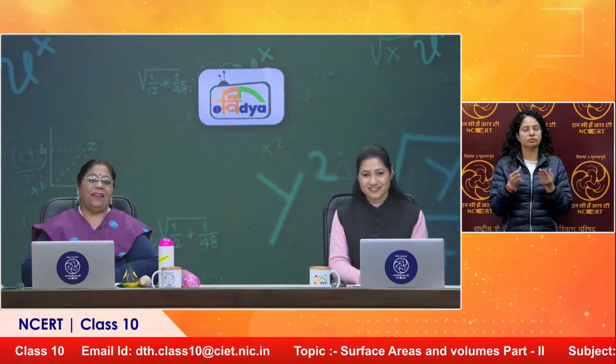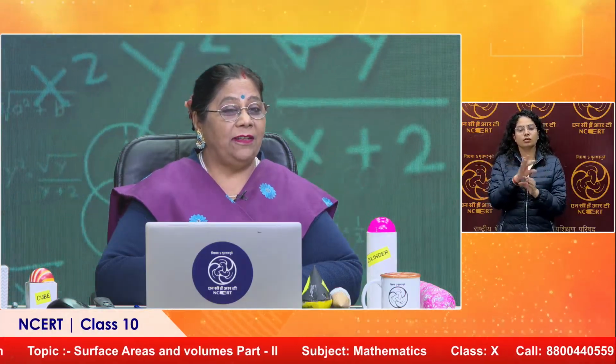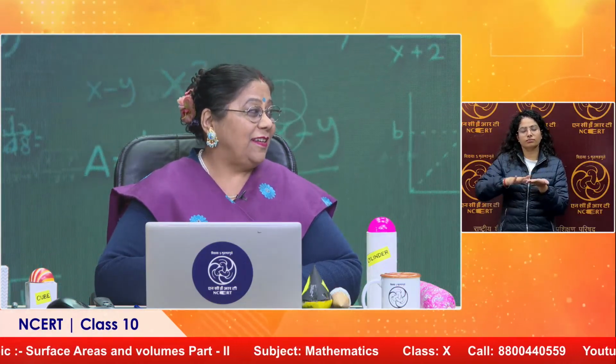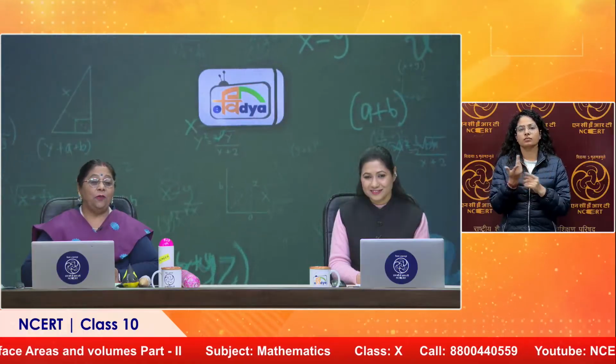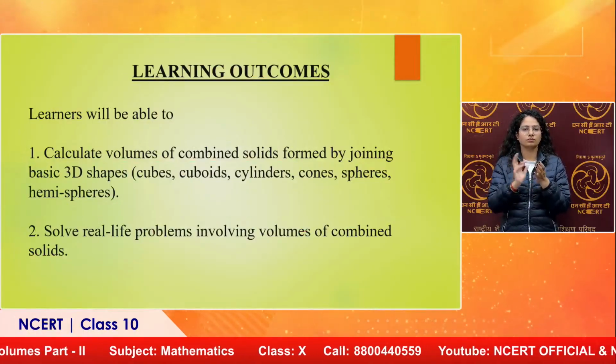Sure, Renu. In the previous session, children had learnt how to calculate the surface areas of combinations of solids. They had 3D objects, and when we were combining the cube and cuboid, cylinder and a hemisphere, we learnt how to calculate the surface areas. Today we are going to learn how to calculate the volumes of the 3D objects when they are combined.